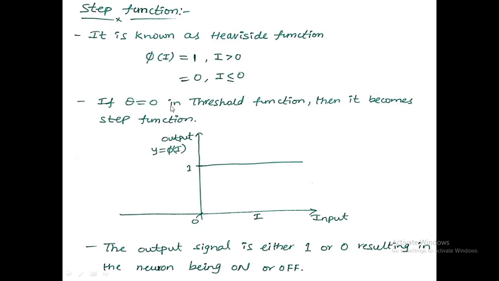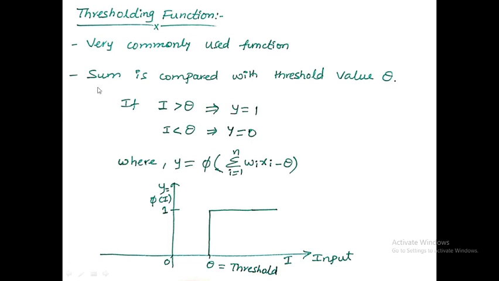In the thresholding function also, theta, the threshold value, you have considered. Otherwise, theta is equal to 0, right? If theta is equal to 0 in the threshold function, then it becomes the step function only. Simply, pi of I is equal to 1 when I is greater than 0, else pi of I is equal to 0, like that we mentioned. In the earlier case, in the threshold function also, I is greater than theta, like that we mentioned. If you keep this theta equal to 0, then it will become the step function.